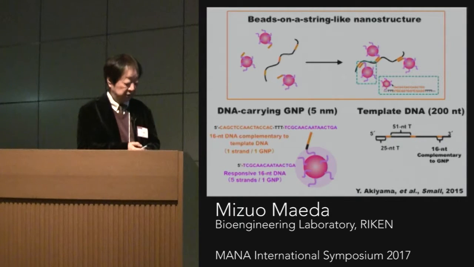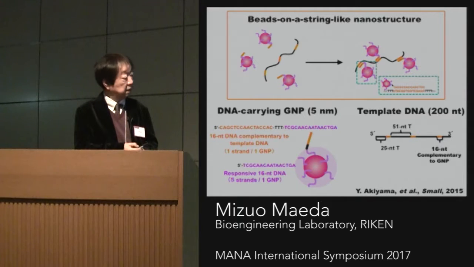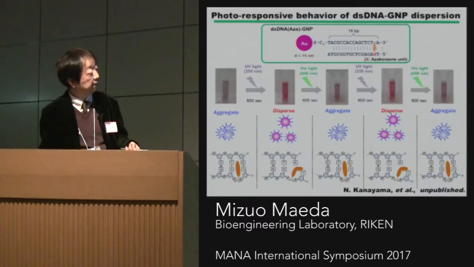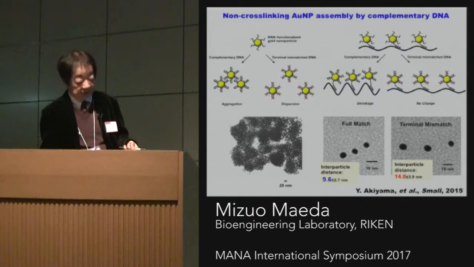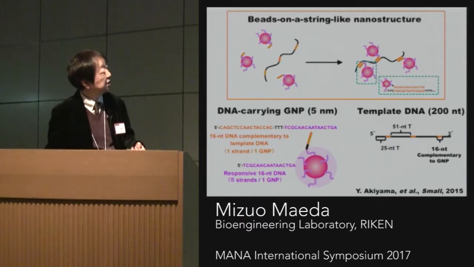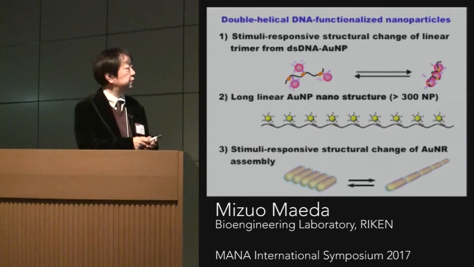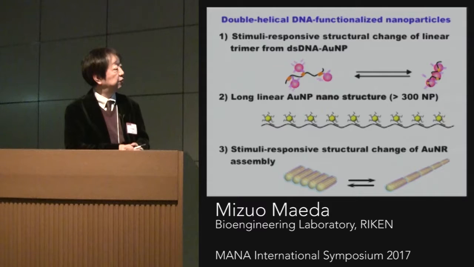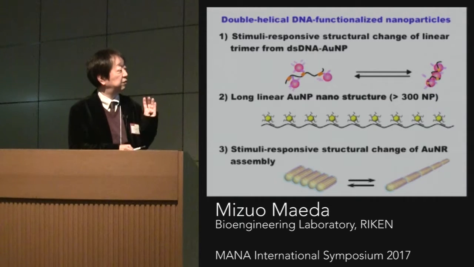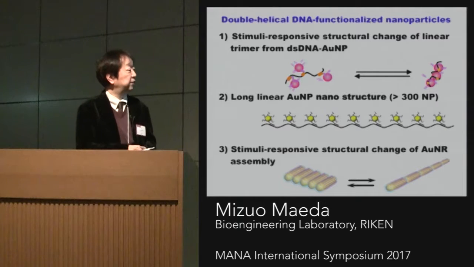And the result was like this, the former one. In the case of full match, you can see a shrunk one, and with terminally mismatched one, you can see elongated beads on a string nanostructure. Now, I showed the stimulus responsive structural change of the linear trimer case. And we prepared a quatermer, 4 nanobeads on 1 string.